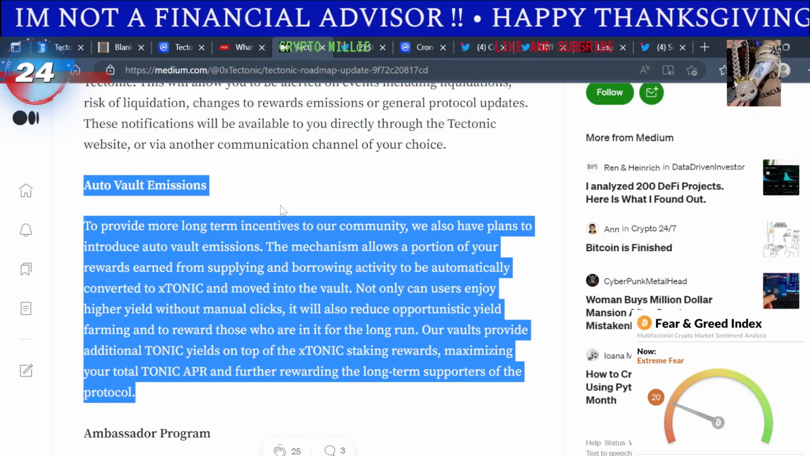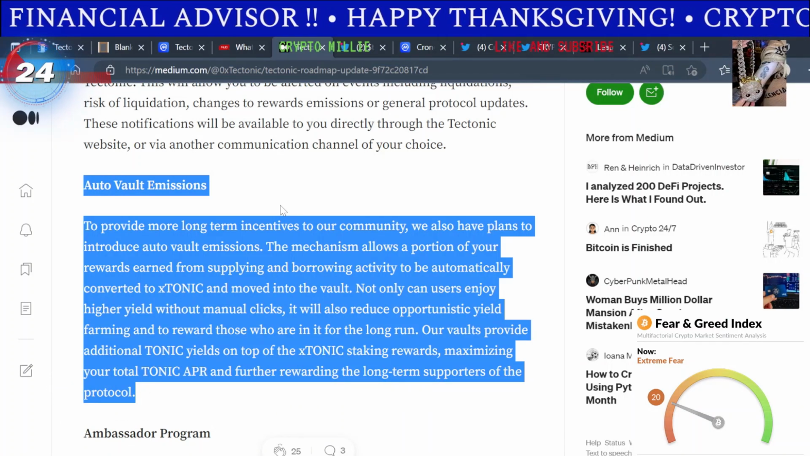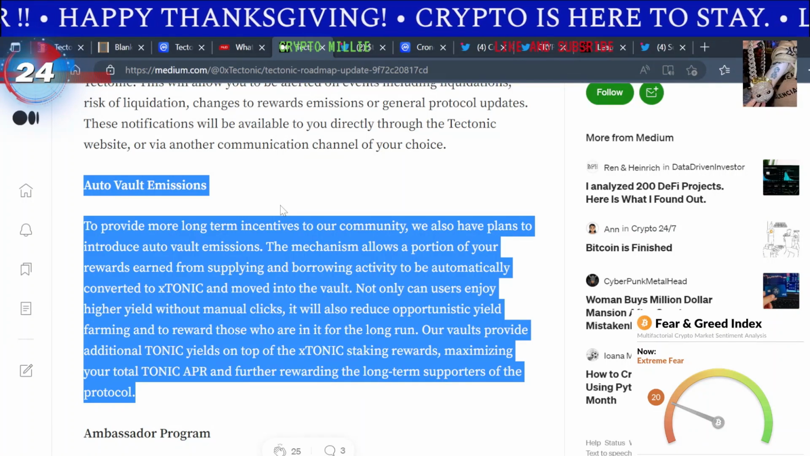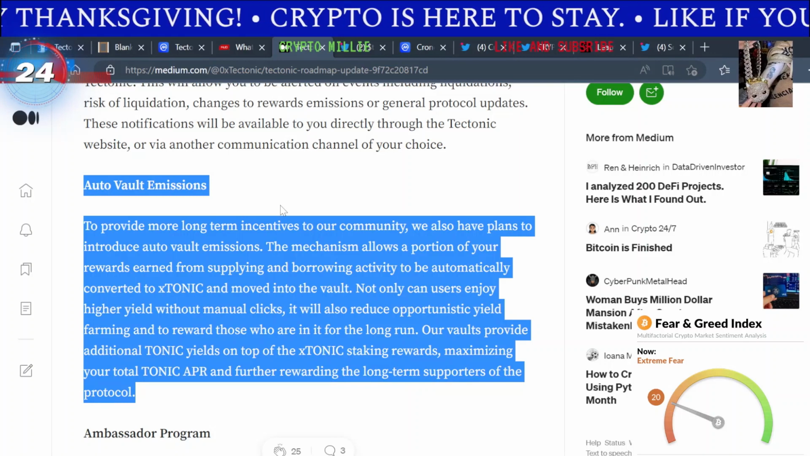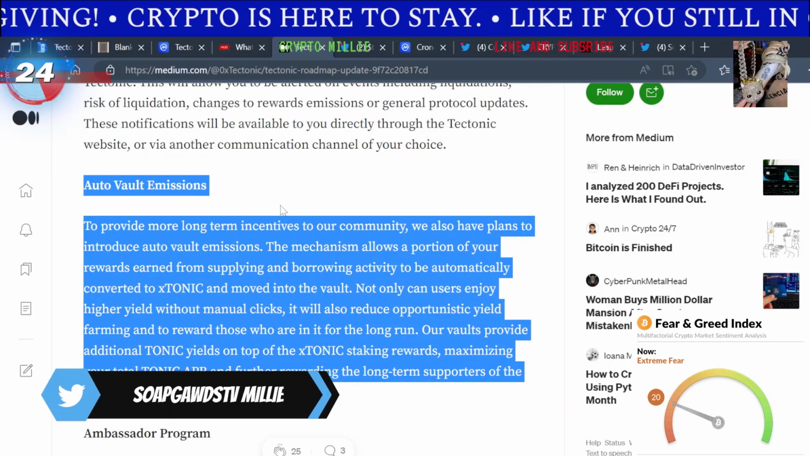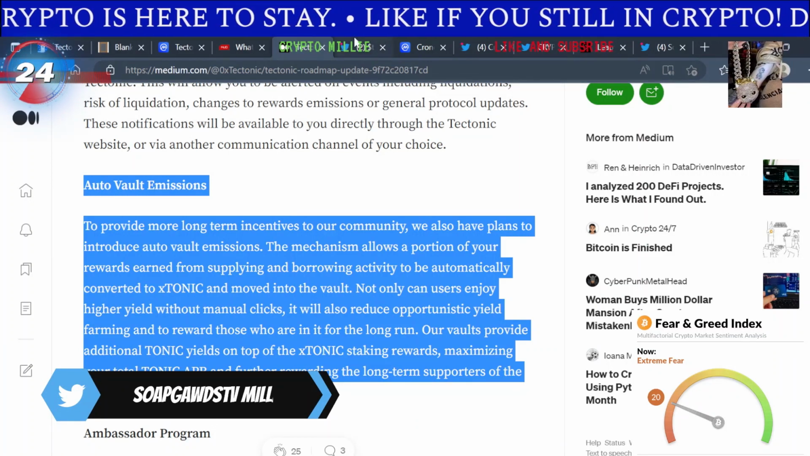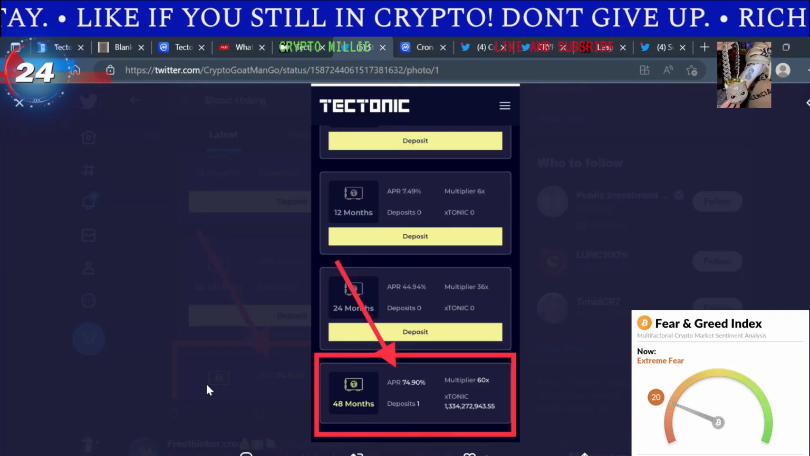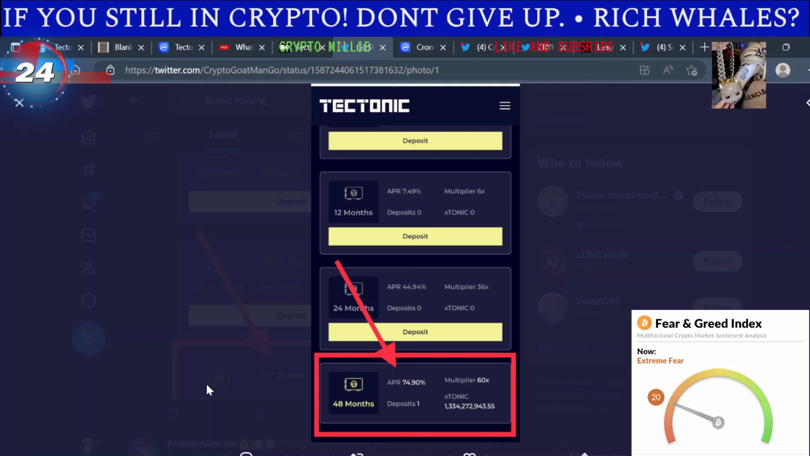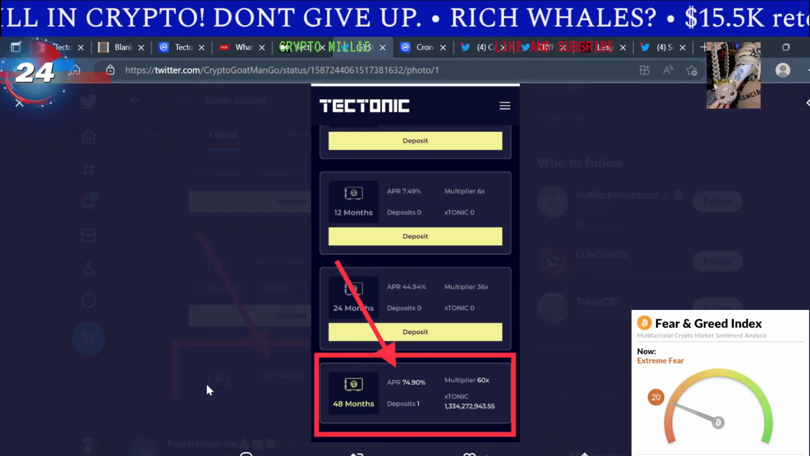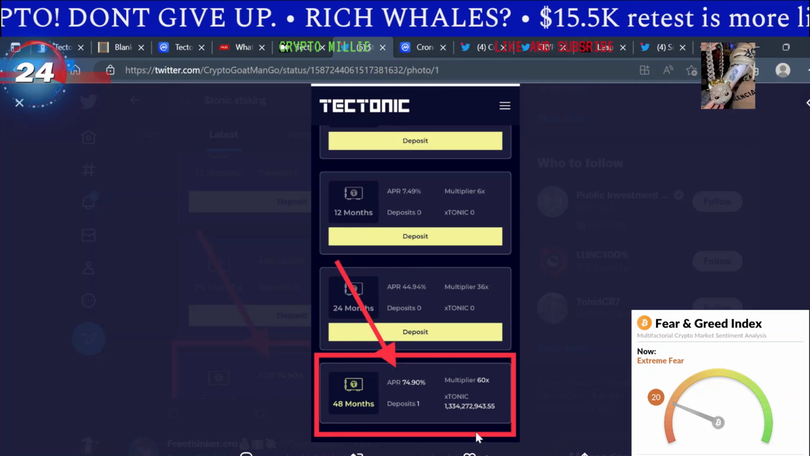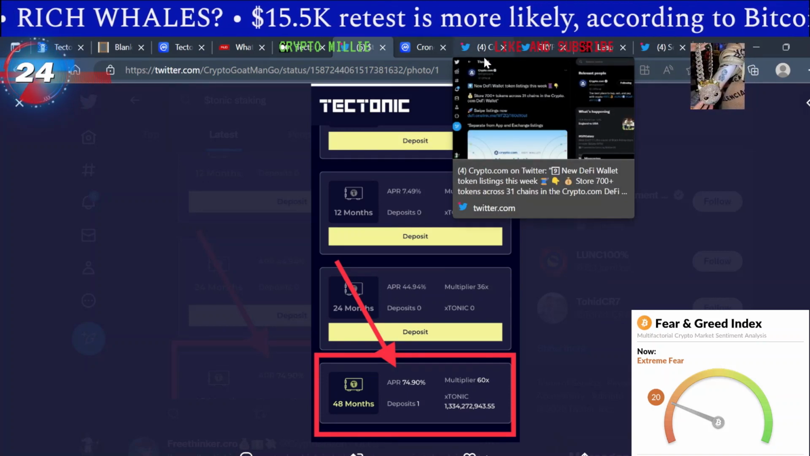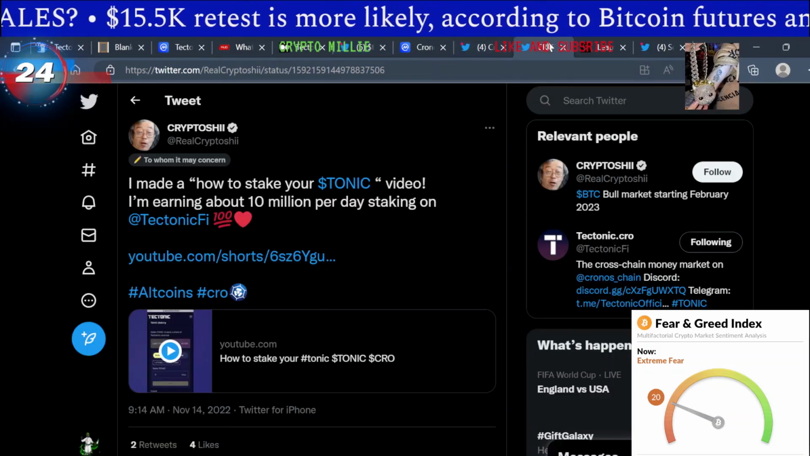So for the ones that HODL, man. Our vaults provide additional tonic yields on top of LH staking rewards, maximizing your total tonic APR and further rewarding the long-term supporters of the protocol. And even on Twitter here, you can see many people expressing their happiness and gratitude for staking and sometimes putting their tonic in these 48-month vaults. So again, I think it's something that a lot of people should definitely keep their eyes on.